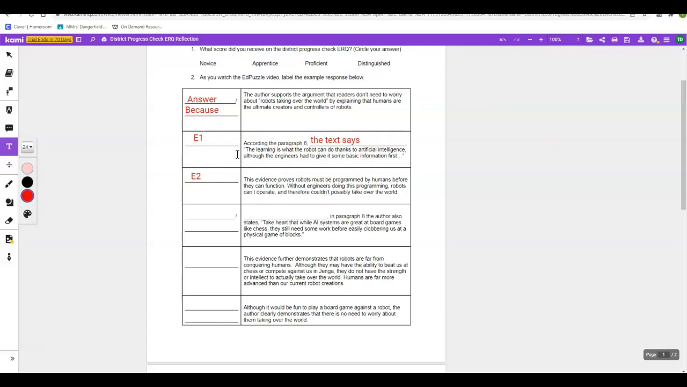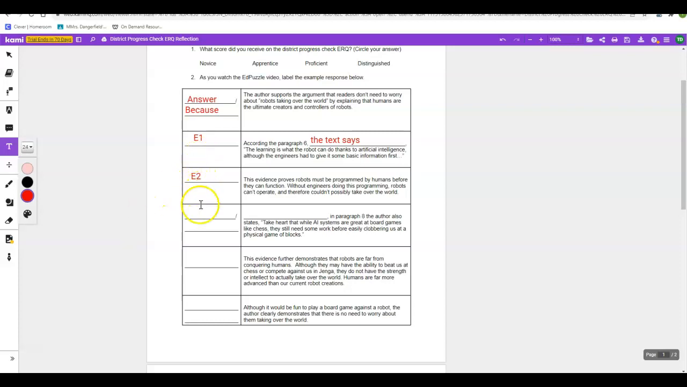And a great way to start your E2 is with a sentence like, "this evidence proves," or "this evidence shows," and then you explain in at least 2 sentences in your own words how your E1 supports your answer. So this one says, "This evidence proves robots must be programmed by humans before they can function. Without engineers doing this programming, robots can't operate and therefore couldn't possibly take over the world."